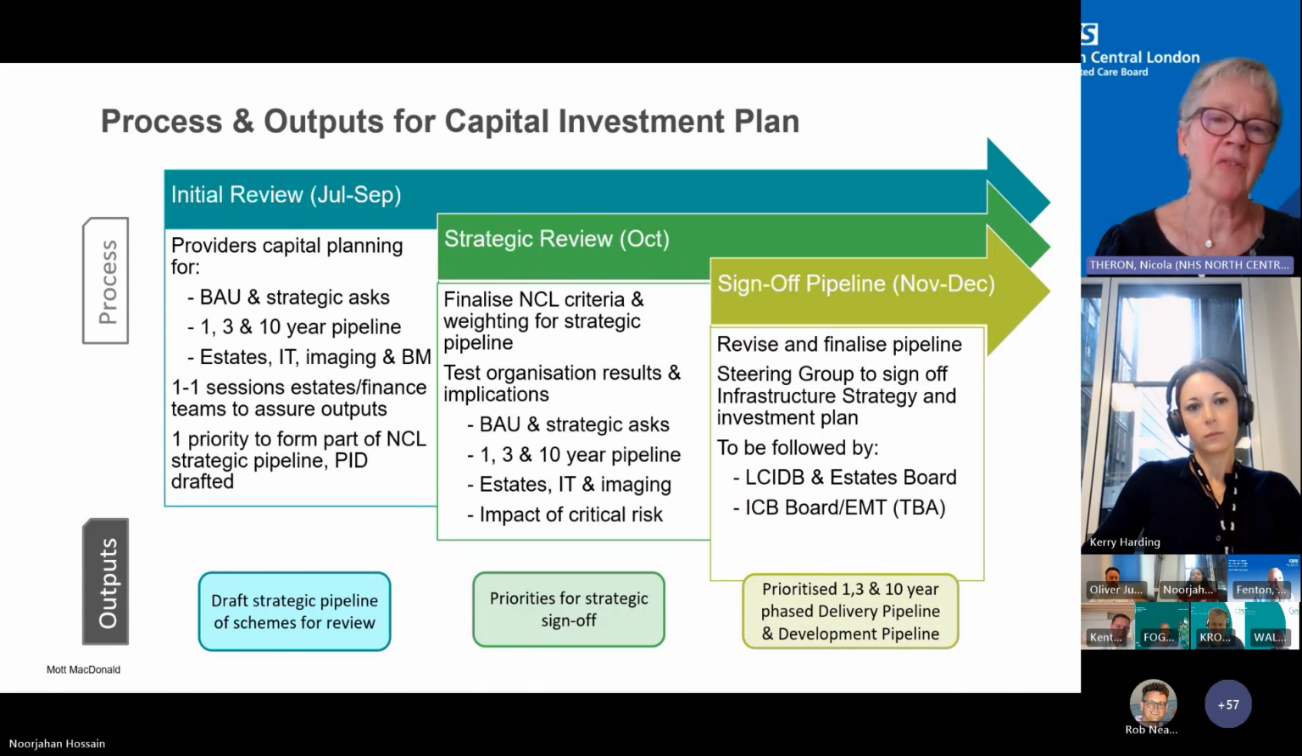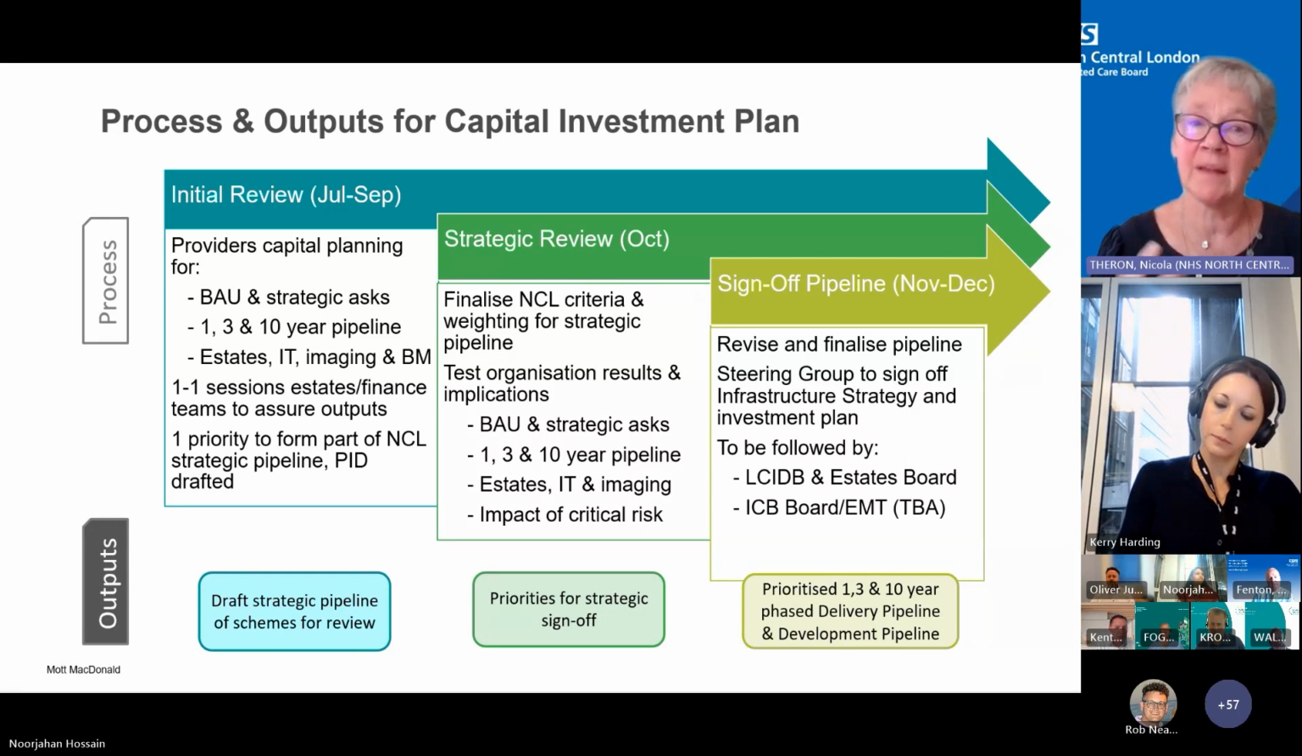So we are going through a process of asking the providers to identify both BAU and strategic asks over a variety of timeframes for estates, IT, imaging and backlogs. What we will be asking them to do is to identify one strategic priority and their critical backlog, and what they are looking at in terms of mitigations around that. So what that's highlighting is that we are not taking ICB responsibility for all of this. We've been clear that the boards and the trusts have their own responsibilities, but we are using capital strategically in order to invest in some of those strategic priorities and ensuring that trusts are held to account for their backlog mitigations.